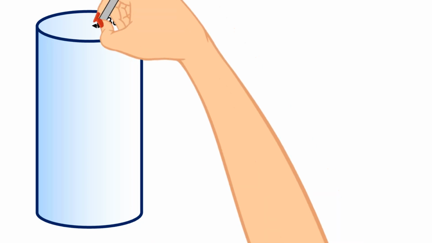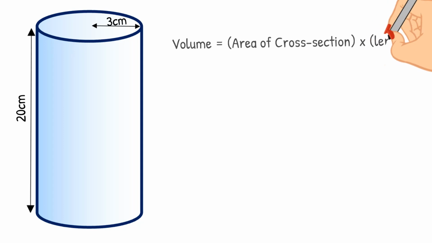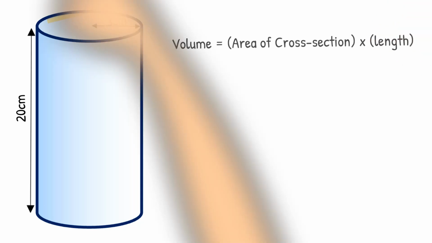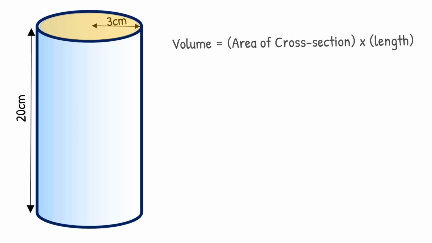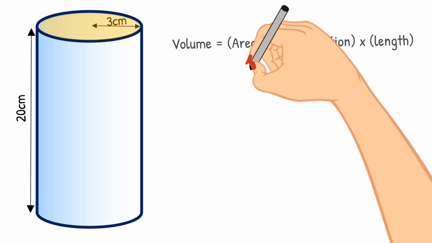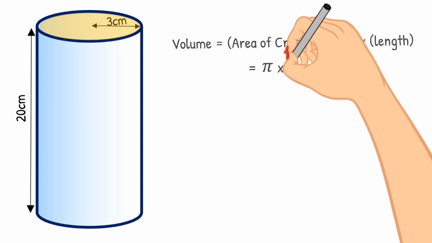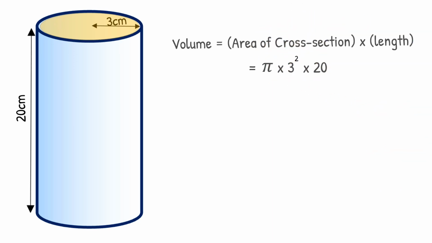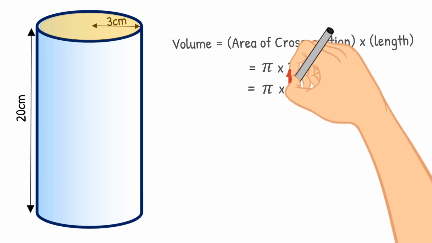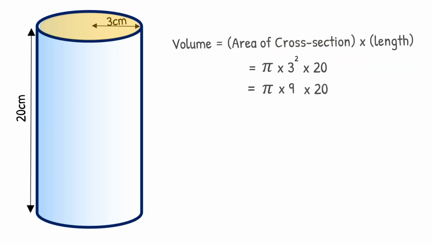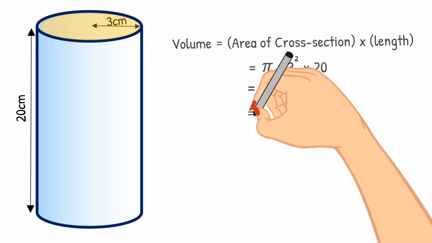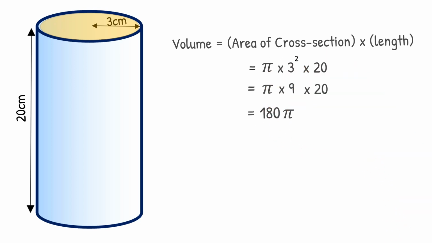One final quick example, a cylinder. So we know it's a prism, so the volume is going to be the area of the cross-section times the length. And we need to identify the cross-section, first of all, and it's a circle, so we know the area is pi times the radius squared. Our radius is 3, so we're going to have pi times 3 squared, and then times the length, which is 20. Now that 3 squared we know to be 9, so pi times 9 times 20, and then 9 times 20 is 180, so we have 180 pi.